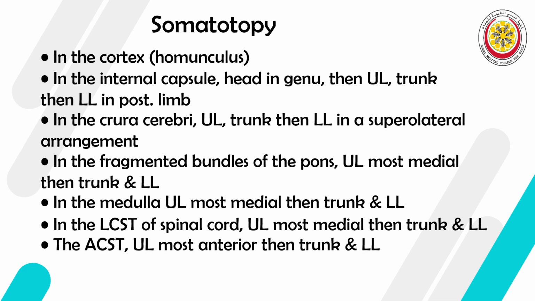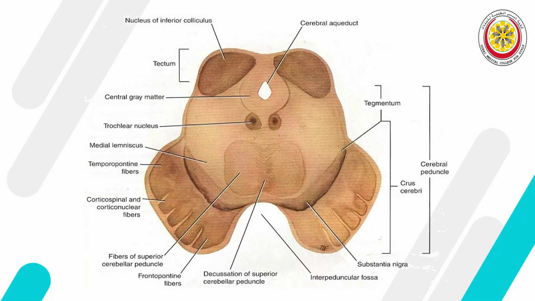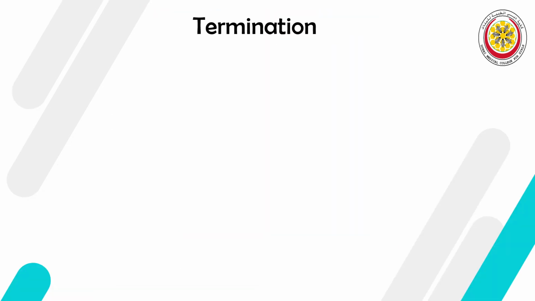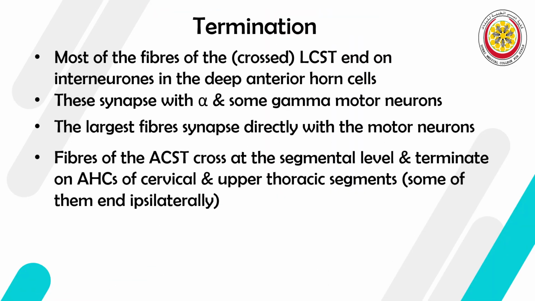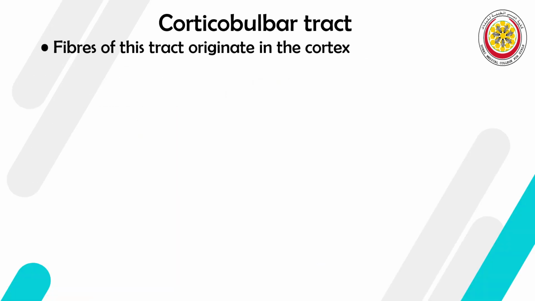Now, in the lateral corticospinal of the spinal cord also, upper is most medial, then trunk and lower limb, similar. And the anterior, upper most anterior. On the anterior, it is not arranged sideways, it's arranged anterior, middle, and posterior. So that we do not confuse things. Very important.